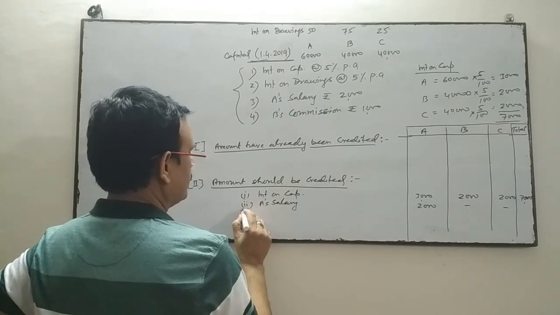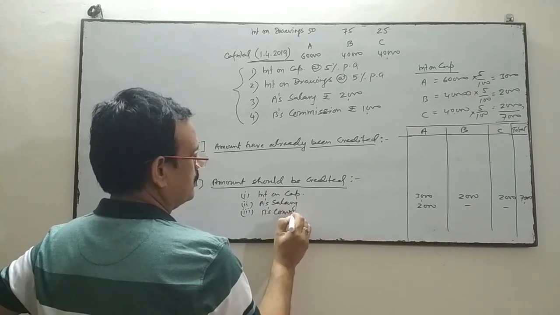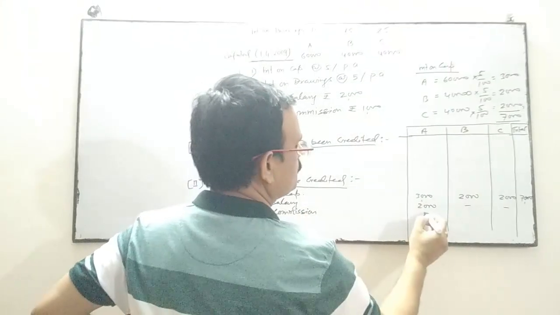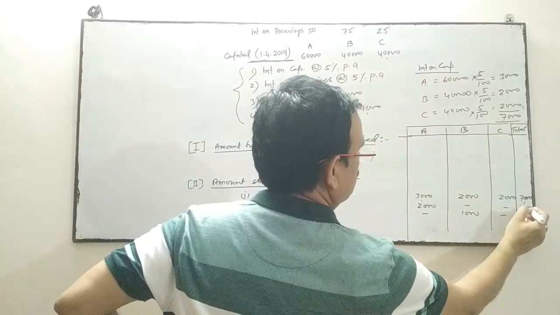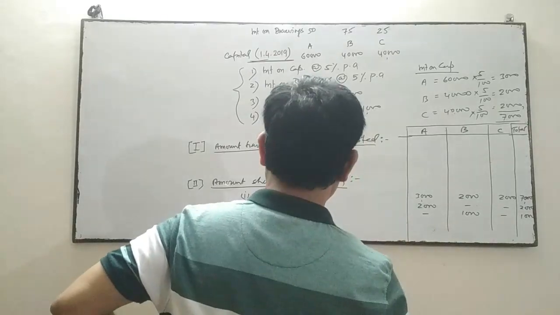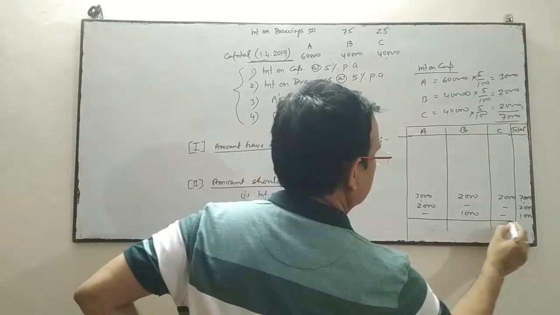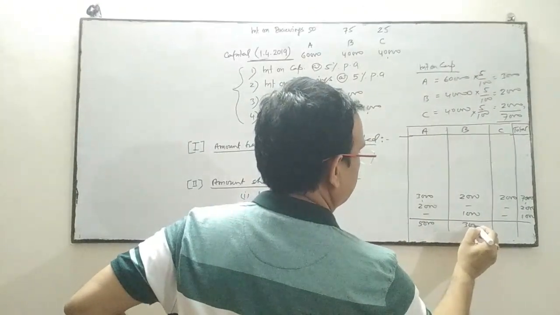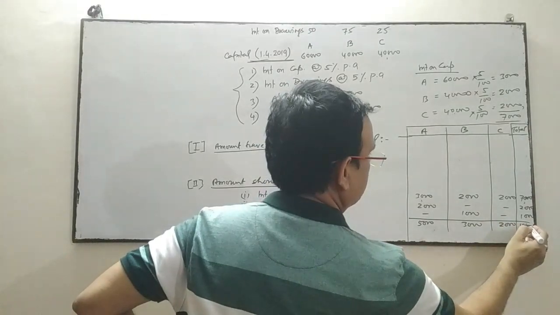Number 3, B's commission, the commission is 1000. So totals: 5000, 3000, 2000 and in total it is 10,000. So this amount should be credited.